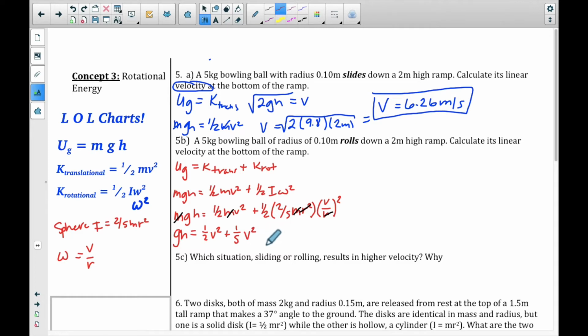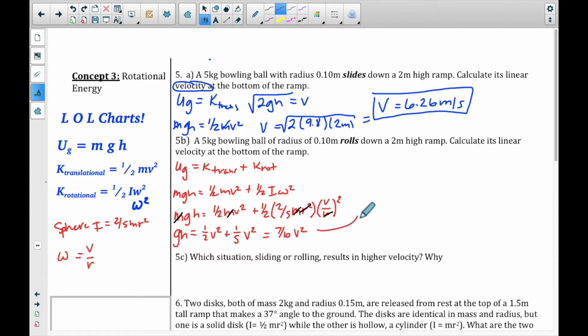Well, we have like terms, so we can add these like terms. If you know how to add fractions, we are going to add those fractions together, and that's going to add up to 7/10 v squared. And so we have gh is equal to 7/10 v squared. We're looking for its linear velocity, that's v.